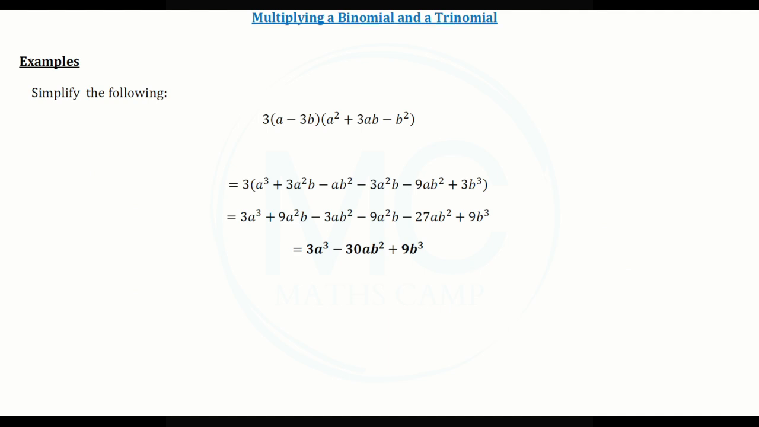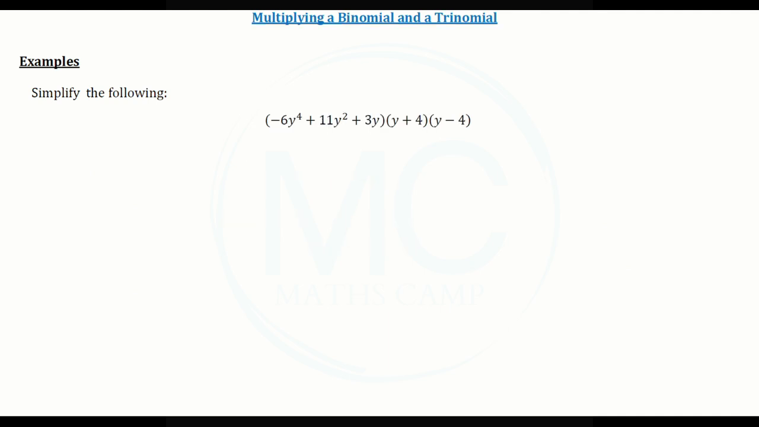I'd like to look at one more example. Here we have a trinomial multiplied by 2 binomials. And when you have a case like this, it's always a good idea to multiply your binomials out first. So let's write our trinomial. Negative 6y to the power of 4 plus 11y squared plus 3y.